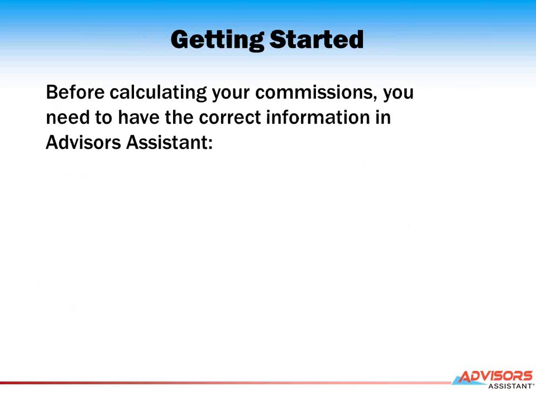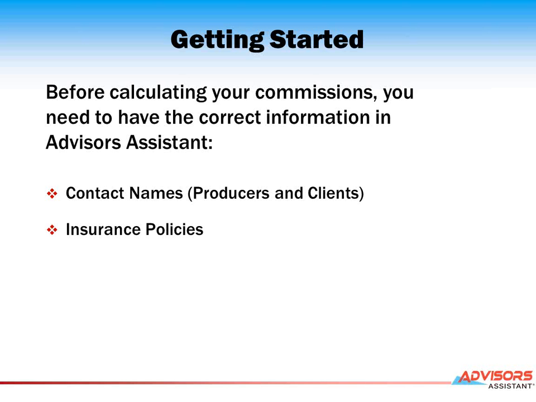Now, there are 3 pieces of information that you need to have in Advisor's Assistant before you can start calculating commissions. You do need to have your contacts in Advisor's Assistant, your producers, your agents, and your clients. You also need to have your insurance policies in your database because the commission module works very closely with the policy information. We'll be seeing that as we set up the commissions. And you need to have the commission rate tables set up in Advisor's Assistant.